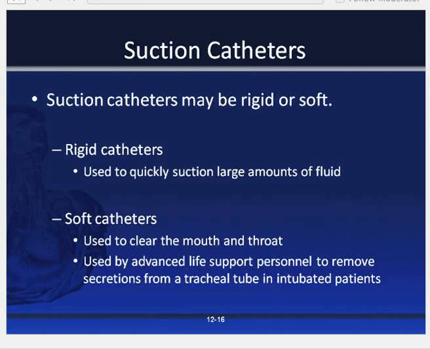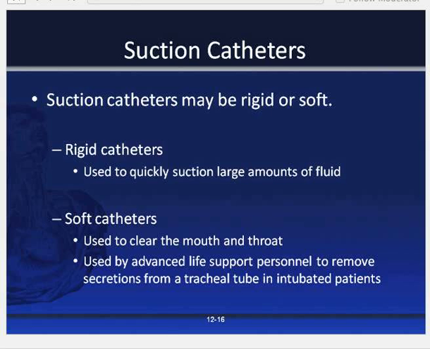Suction catheters may be rigid or soft. Rigid suction catheters are able to quickly suction large amounts of fluid. A rigid suction catheter is also called a hard suction catheter, a Yankauer catheter, a tonsil tip catheter, or a tonsil sucker. Use a rigid suction catheter to remove secretions from the patient's mouth.